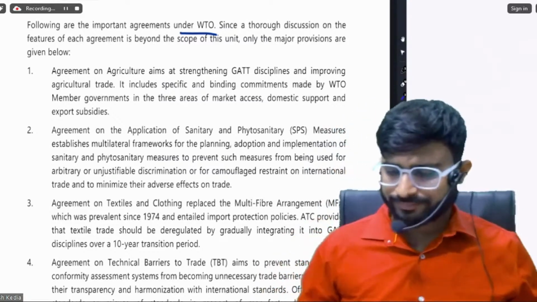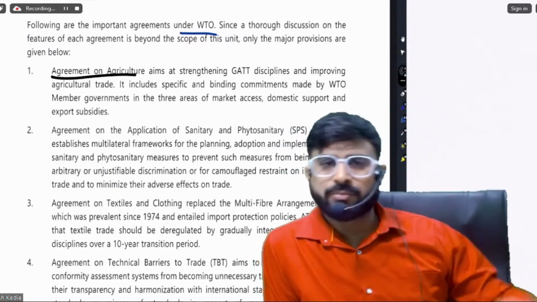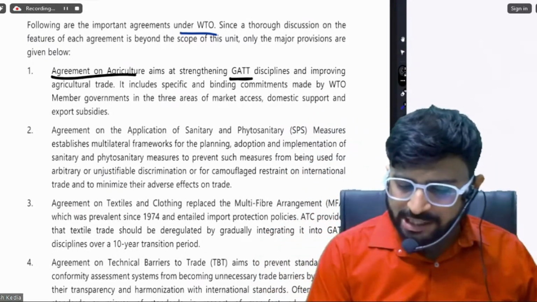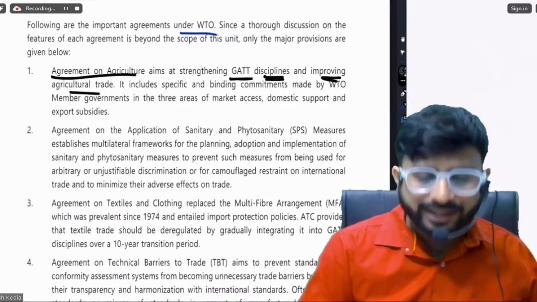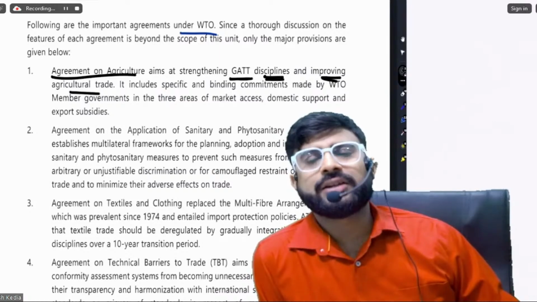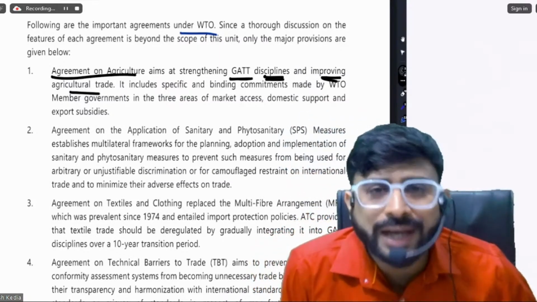Okay, so let's start. Number one, agreement on agriculture. It aims at strengthening GATT disciplines and improving agriculture trade.